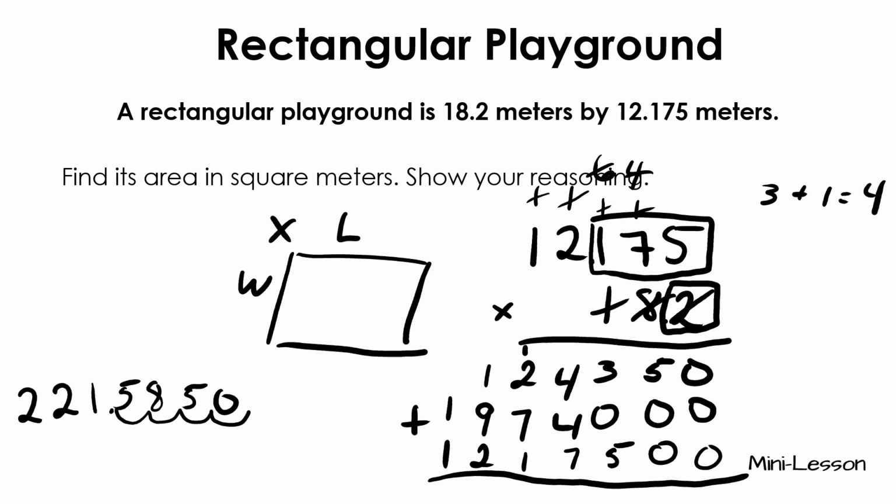So the answer is 221.585. And because we're working with the thousandths place, we'll keep it to the thousandths. 221.585 square meters. There we go.